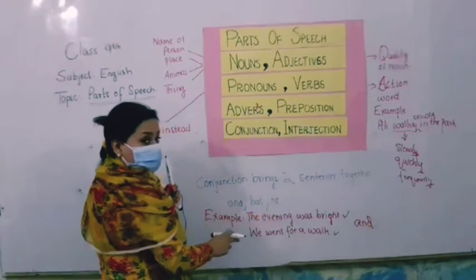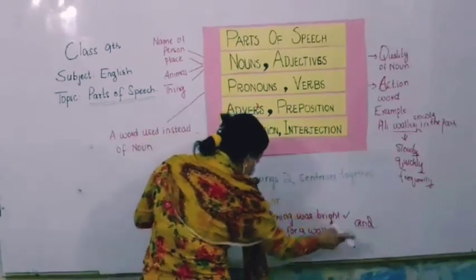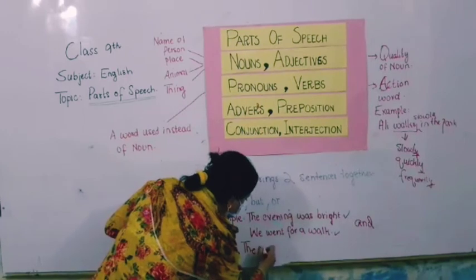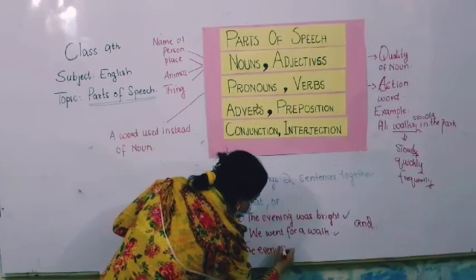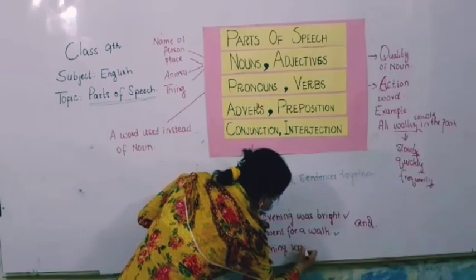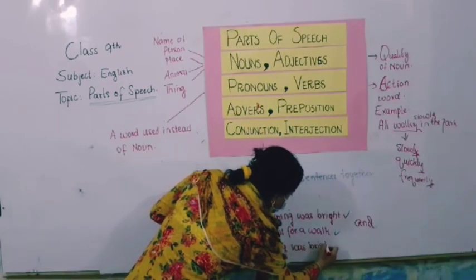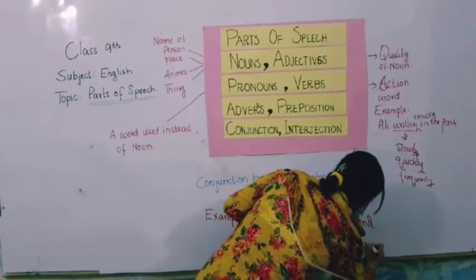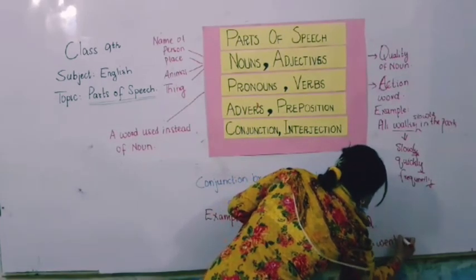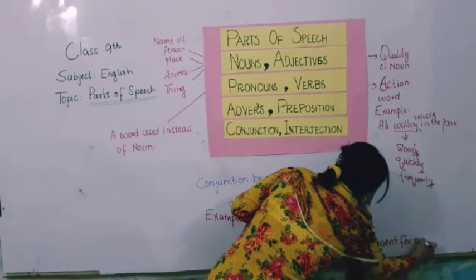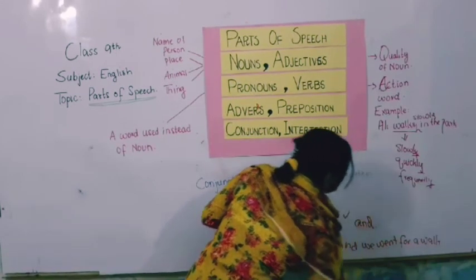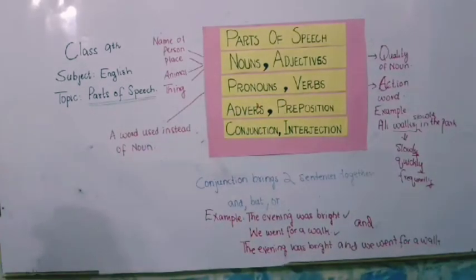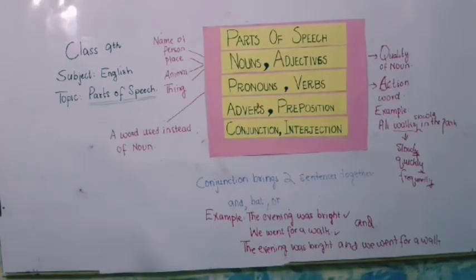So now if you put the and word in it, the evening was bright and we went for a walk. Now we are going to put this sentence in one, and the sentence would become one instead of two sentences. So what does a conjunction do? It brings together both the sentences and makes it one. So we have one sentence that has been brought together by the word and, which is a conjunction.